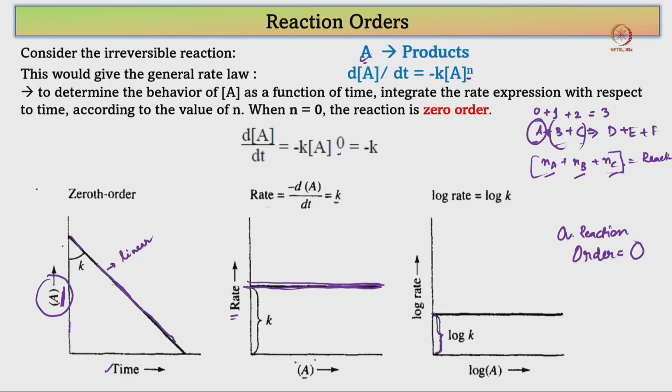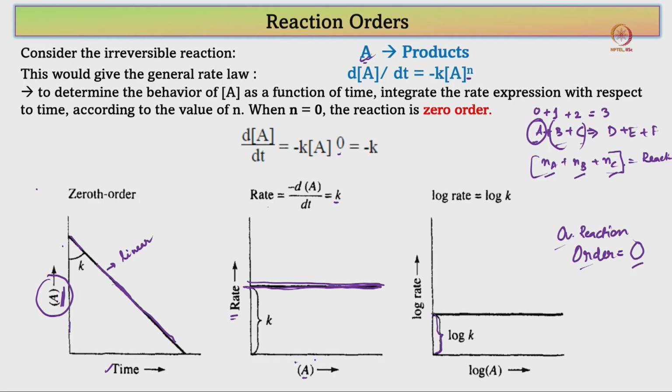Again, this is a reaction where we do not have any other component. So, the overall reaction order becomes 0 because A does not have any influence on the reaction rate.